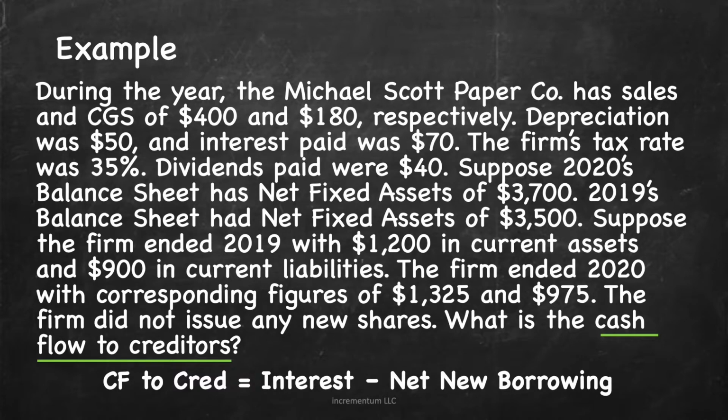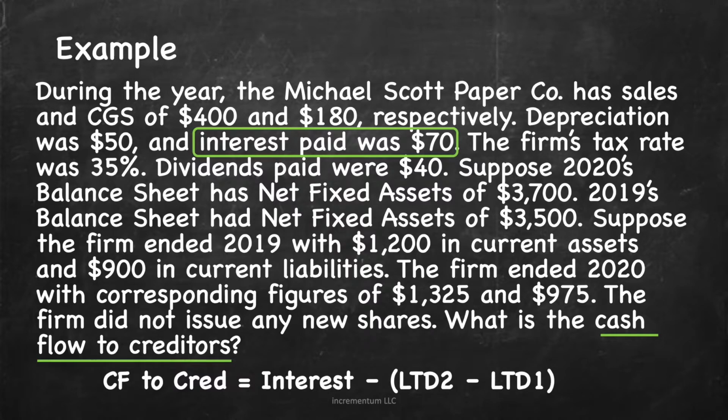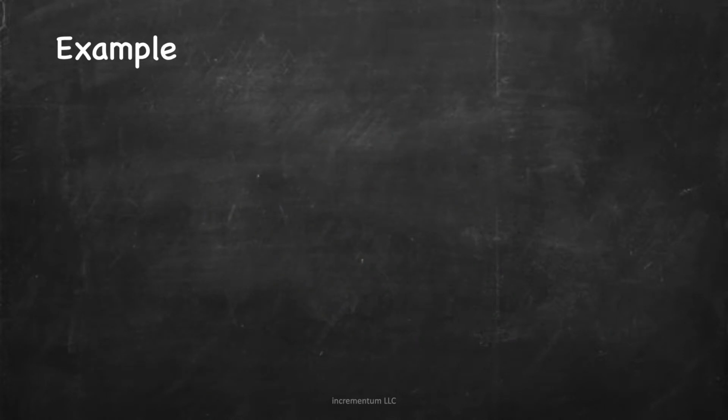If we skim through the problem a bit, we can see that we're given very specific income statement information and also very specific balance sheet information. So it's a good idea to rewrite this equation as cash flow to creditors is equal to interest minus long-term debt at the end of the year minus long-term debt at the beginning of the year. If we go through the problem, we can see that interest paid was $70, so we've got the first term in our equation. But if we continue reading through, we can see that they don't give us any information about long-term debt. So that's going to be a problem for us, and we can't pursue calculating cash flow to creditors using this method. So we're going to have to think of another way.